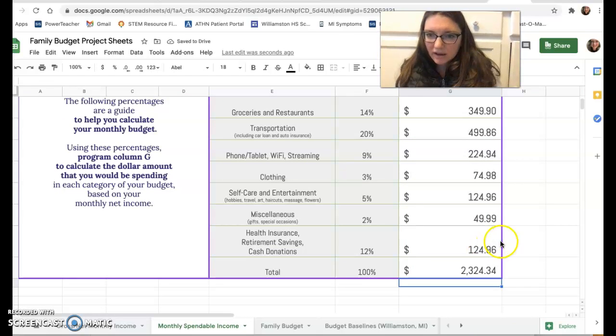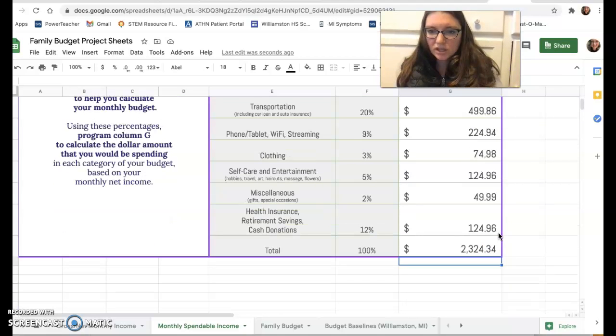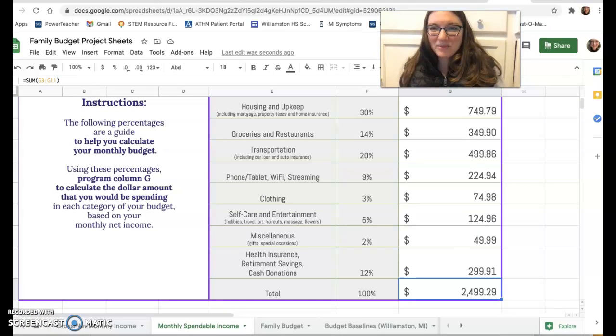Okay, it's slightly off. Is it pretty close though? Hold on a second. Okay, so you can see it didn't add up quite right the first time. That's because I had the wrong number in this last one. I had 5% instead of 12%. So now it adds up just right. Okay, so that gives you a starting point to work from as you develop your detailed family budget.